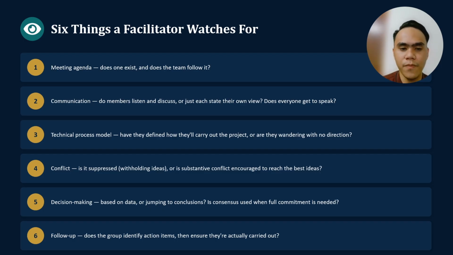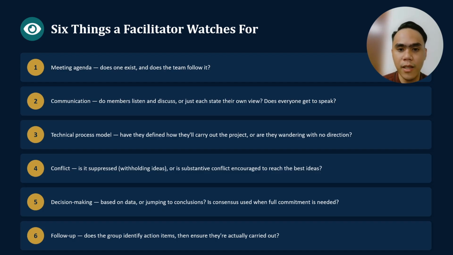Two is communication. Do the team members genuinely listen and discuss each other's opinions, or does each person simply state their own view without engaging with the others? Are the discussions happening on a positive note, or does negativity sap people's energy? Does everyone get the opportunity to speak, or does the team leader seem to give more attention to some members than others, or do certain individuals dominate the conversation?